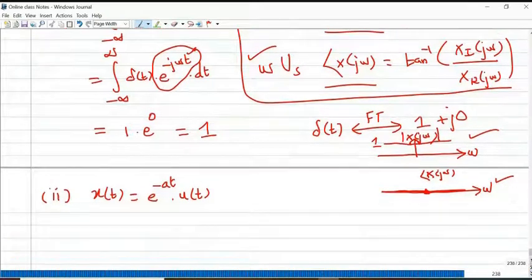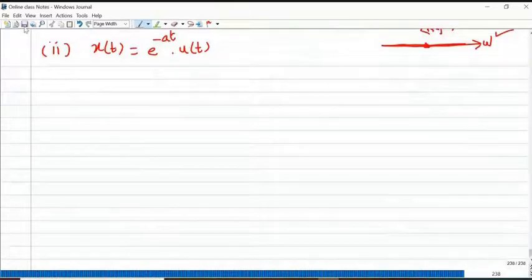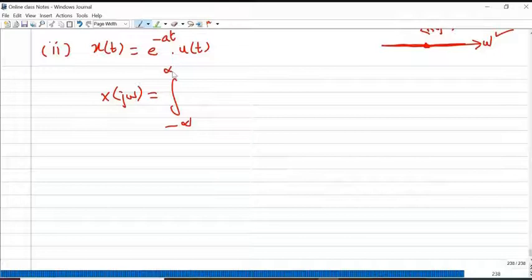Right. Second is a standard problem. Most of the time you may expect it in the semester exam, as well as for inverse Fourier transform, particularly using the partial fraction method, this formula is very important. e power minus at u of t. Find the Fourier transform and draw the magnitude spectrum and phase spectrum of this particular signal. Write the formula first. X of j omega, general formula, minus infinite to infinite, x of t e power minus j omega t into dt.